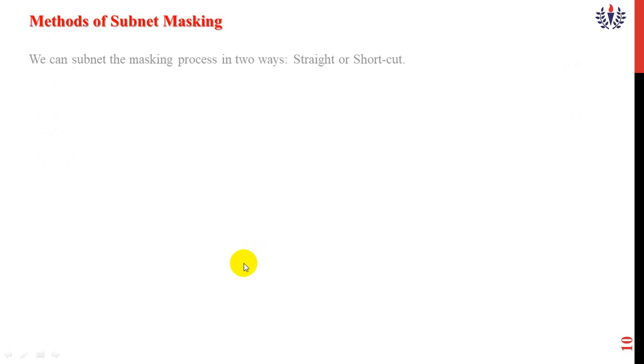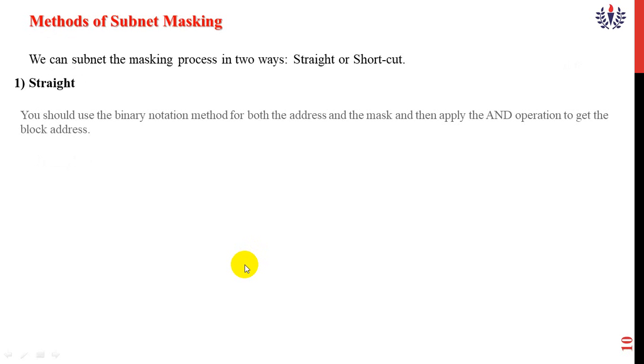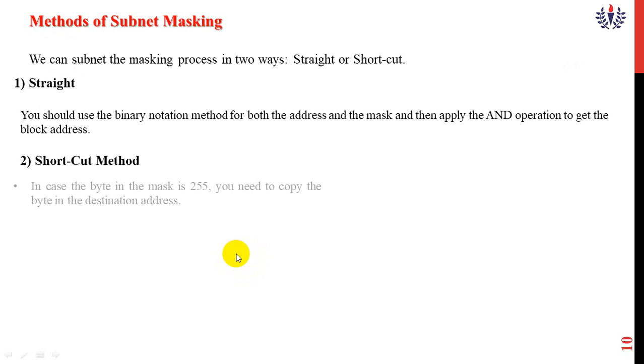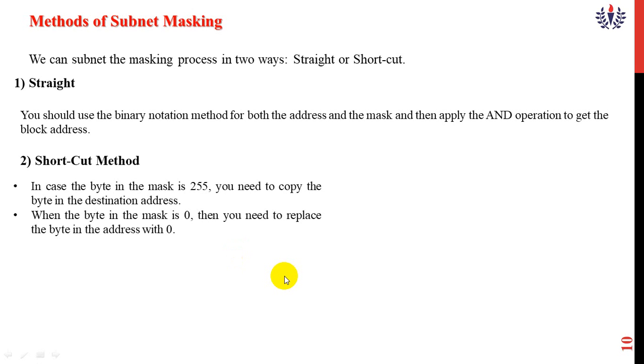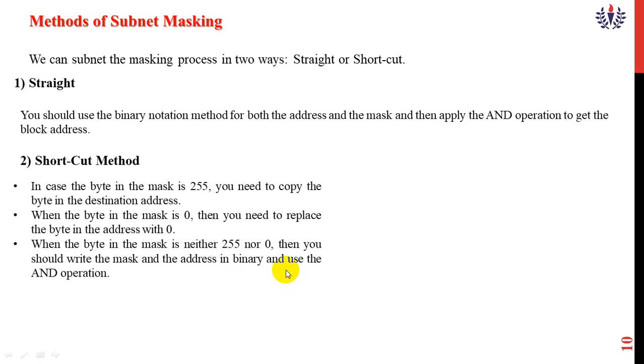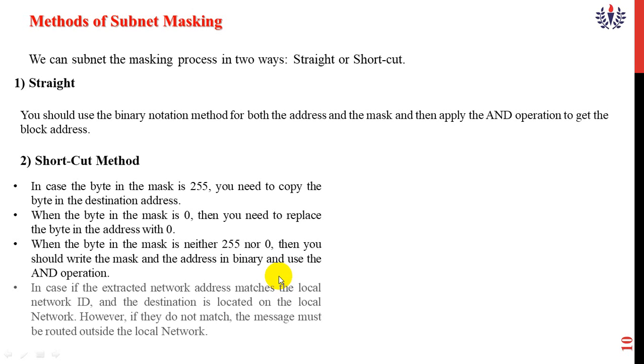Methods of subnet masking. There are two ways: one is straight, another one is shortcut. Straight means you should use binary notation for both the addresses, that is 1s and 0s, and then apply the AND operation to get the block address. In the shortcut method, when the byte in the mask is 255, you copy the byte in the destination address. When the byte in the mask is 0, you replace the byte in the address with 0. When the byte in the mask is neither 255 nor 0, you write the mask and address in binary and use the AND operation.